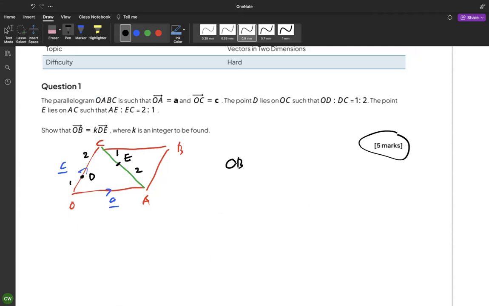Okay, what is OB? This one is a parallelogram. Can we say this is also C? If here is C, this one must also be C. OB is OA plus AB. So it's going to be A plus C. Is it correct?